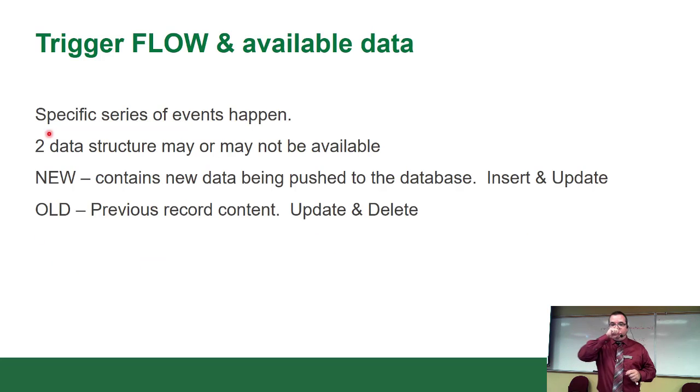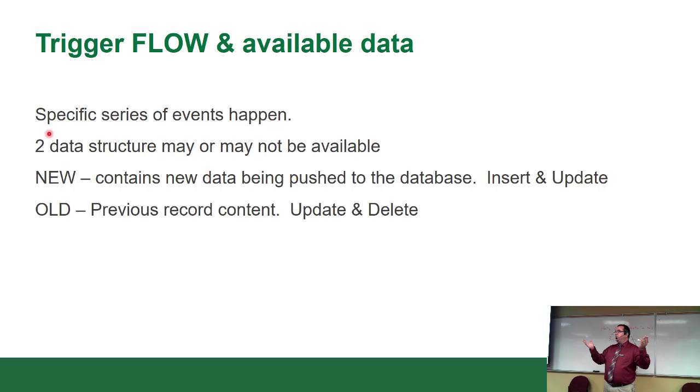Okay. Now, there's a trigger flow and available data. This is another difference from other event-driven programming. There's a specific series of events that happen, and I'll be having the chart up on the screen, but every time a trigger fires, there are two data structures that exist, and they may or may not be available depending on the circumstances. There's basically new and old.